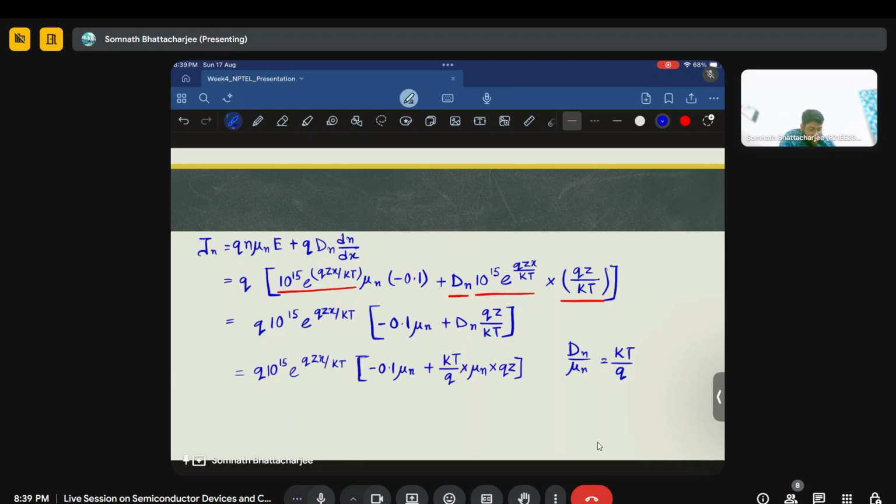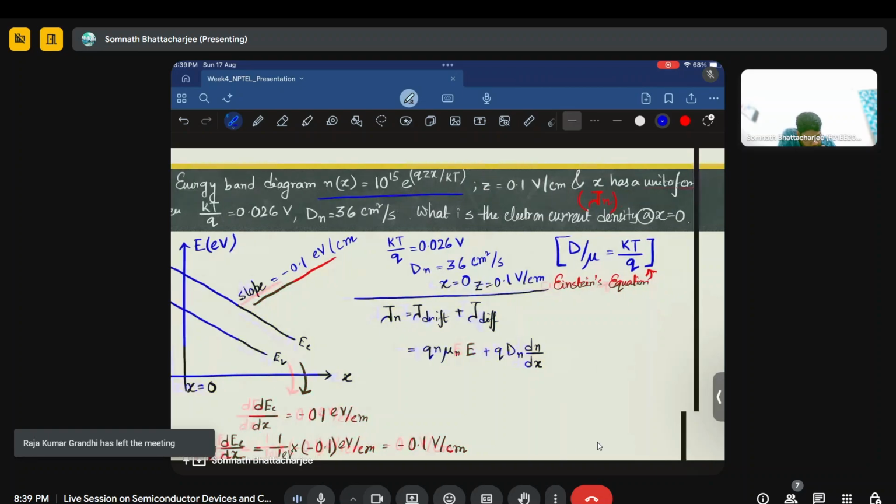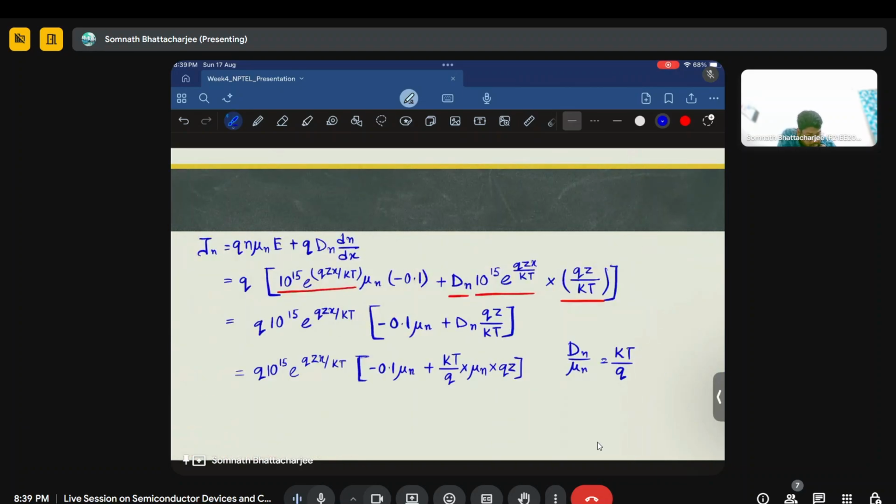Now, the value of z was how much? The value of z was 0.1. So maybe here we can write it down directly. So 0.1, and this is the value, and this is the Einstein's equation. So we can remove it from here, as Einstein's equation.